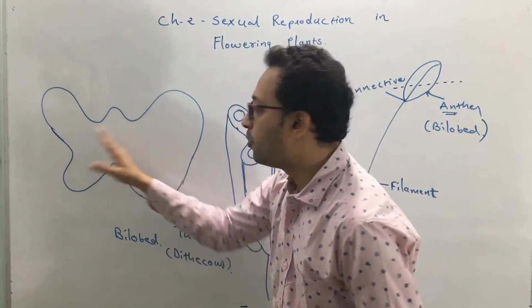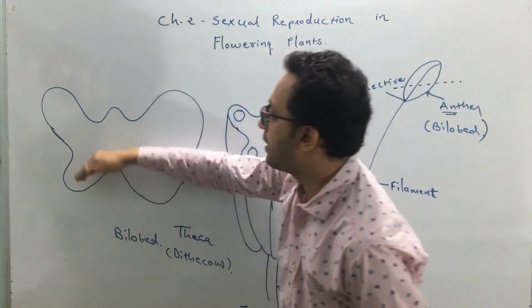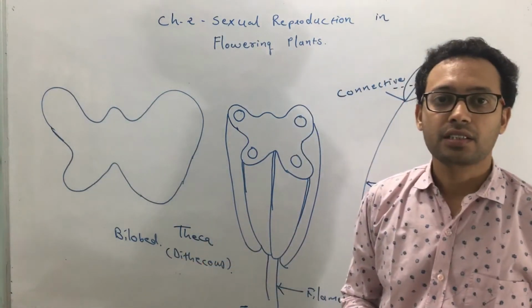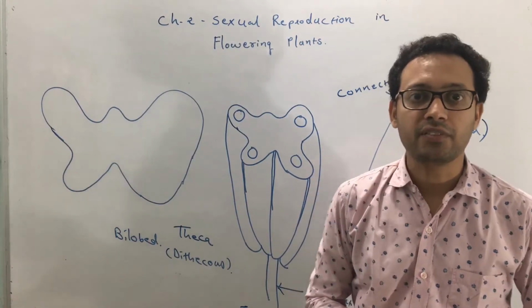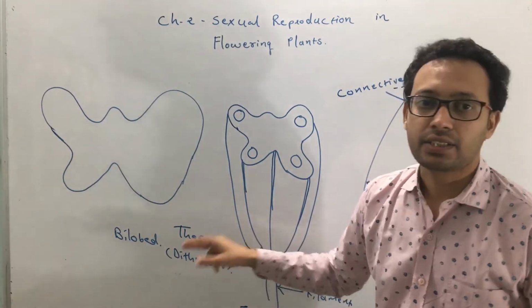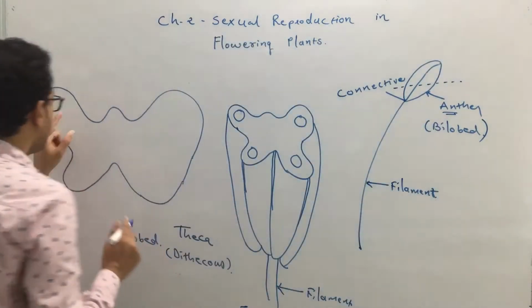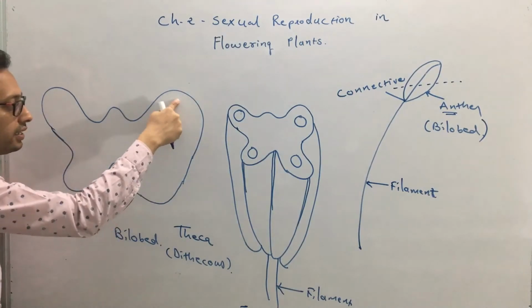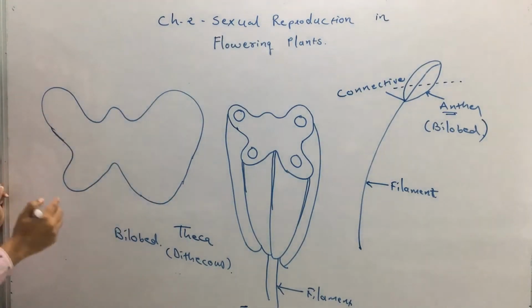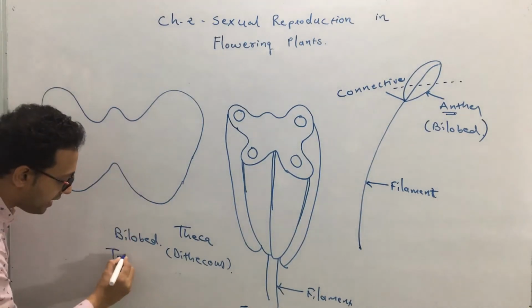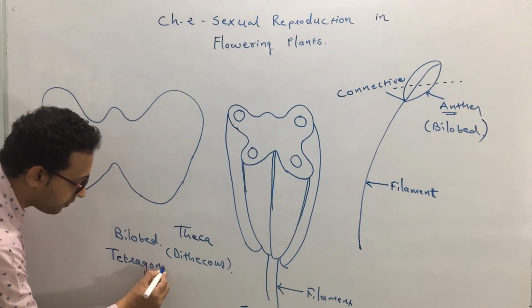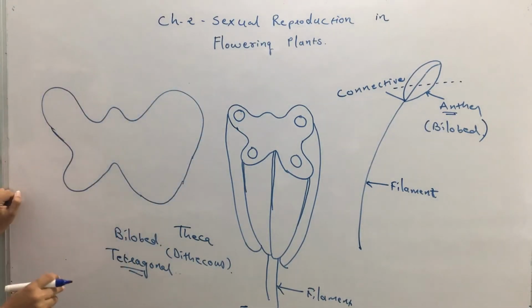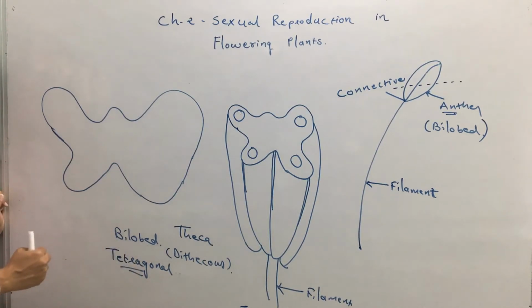I again repeat how the anther looks. Anther is bilobed, meaning it contains 2 lobes. Each lobe contains 2 theca, so it is called dithecous. What is the characteristic you have to remember of an anther structure? It is a dithecous structure. Now if you see, how many sides are present? There are 4 sides: 1, 2, 3 and 4. So the anther is a tetragonal structure, because it has 4 corners or 4 sides.